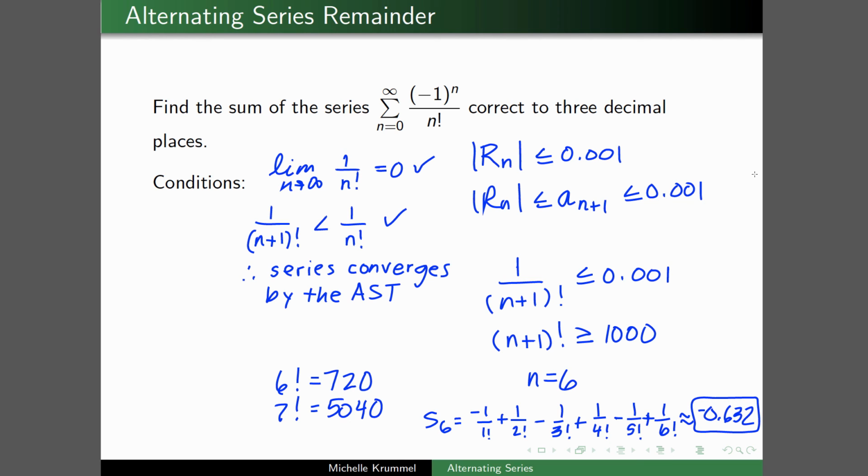In this video, we've seen how we can use the alternating series test to determine whether alternating series converge or diverge, and we've also seen how we can use the alternating series remainder theorem to measure the size of our error when we're using a partial sum to estimate an infinite sum of an alternating series.